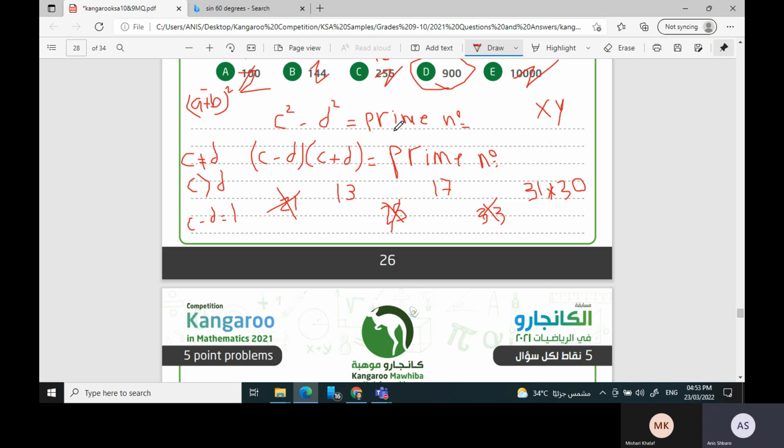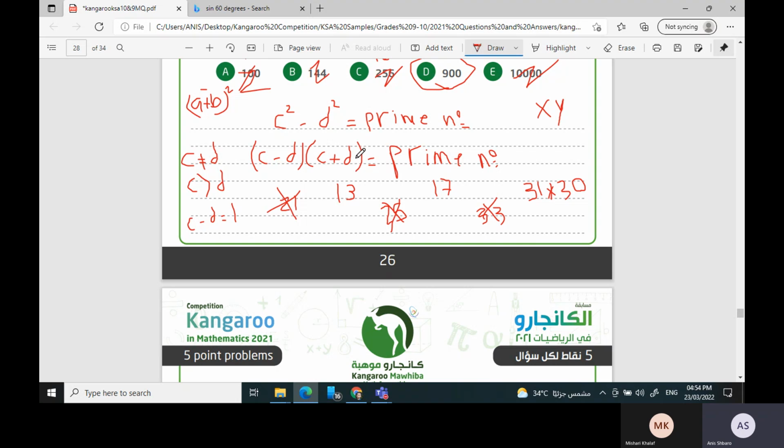I have that (C minus D) into (C plus D) is a prime number. Now, a prime number should never be divisible by any other number except 1 and itself. If C minus D and C plus D, one of them is not equal to 1 for sure, then we can't get a prime number. Because simply I'm going to divide the number with a random number and I'm going to get an integer, which is not true. So it must be equal to 1.